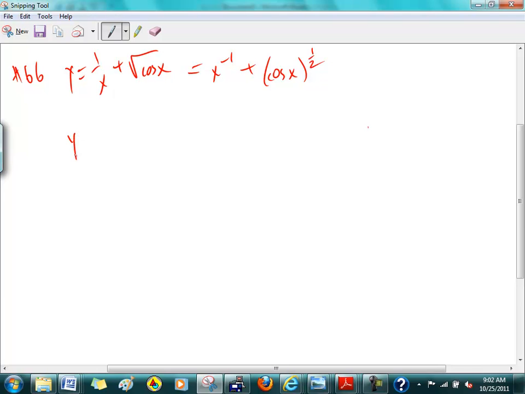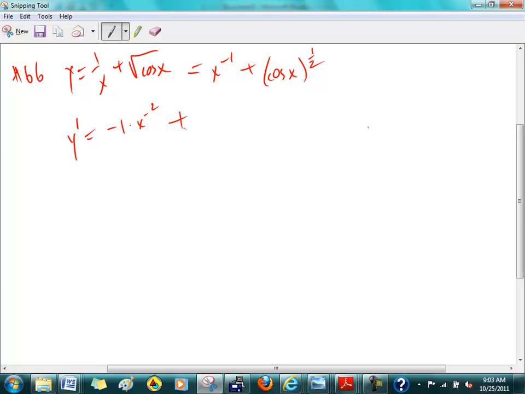So y prime, what's the derivative of x to the minus 1? Nice, good job. Negative 1 times x to the negative 2 plus the derivative of cosine x to the 1/2. So now this is going to be your chain rule stuff. Think of it as if it was a square root of x, x to the 1/2. So what are you going to do first?